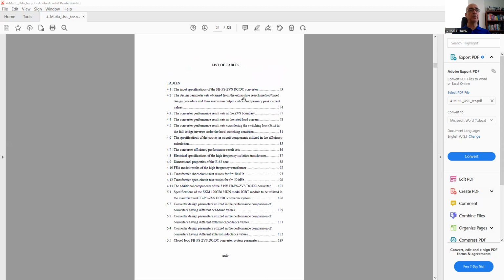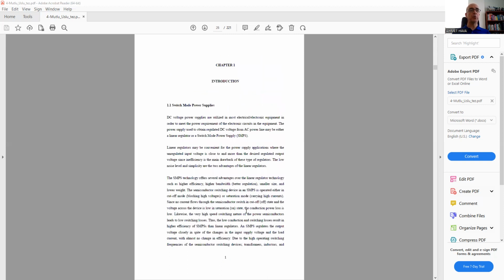Then the list of tables. Depending on what you do, you may have a large number of tables or a small number of tables. But anyway, you finish all the index, and now you come to the thesis or the report, the main parts, the meat of the project.